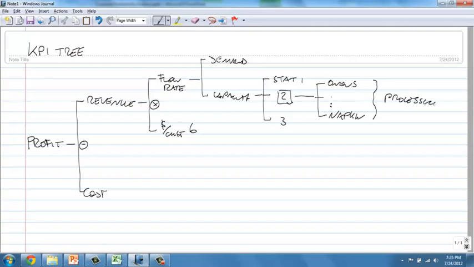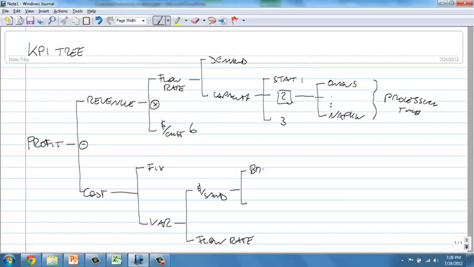On the cost side of the business, we have fixed and variable cost. The variable costs are driven simply by the number of sandwiches that we make times the dollars per sandwich, or the dollars per order. These in turn are driven by the ingredients in the sandwich, including the bread, the meat, the cheese, the vegetables, and again everything all the way up to the napkin.